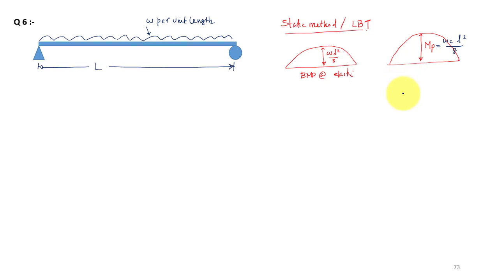We can see that your collapse load WC is a load intensity per unit length, maybe like kilonewton per meter. So your WC will be equal to 8 times MP by L square. So this is the collapse load by using static theorem or lower bound theorem. Very simple. Now we will use the kinematic method.